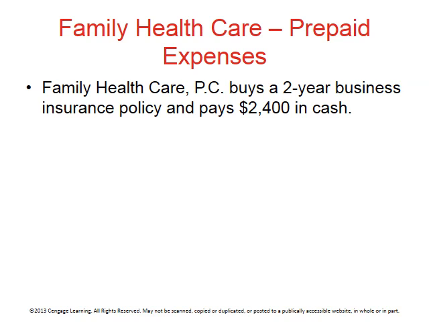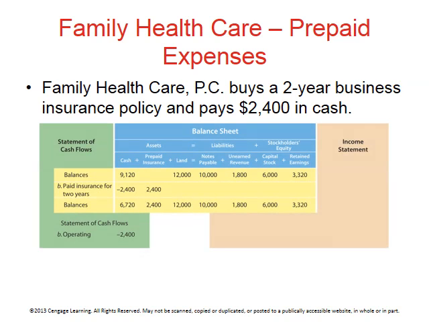So let's look at some prepaid expenses. So we bought a 2-year insurance policy in advance for $2,400. Cash goes out the door for $2,400, reduce cash on the balance sheet. Then our statement of cash flows shows our operating cash outflow. On the other side of our entry, we increase an asset account called prepaid insurance.